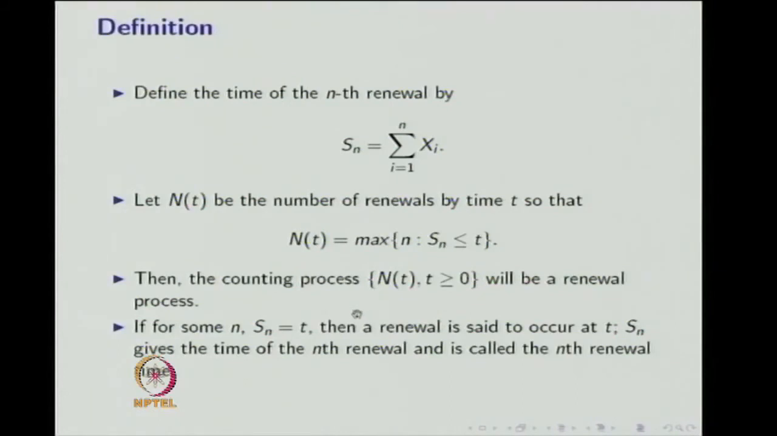If for some n, Sn is equal to t, then a renewal is said to occur at time t. Sn gives the time of the nth renewal and is called the nth renewal time. Sn equal to t is the nth renewal time.